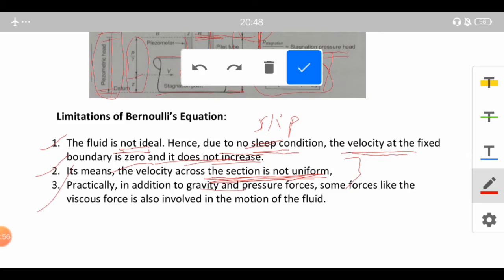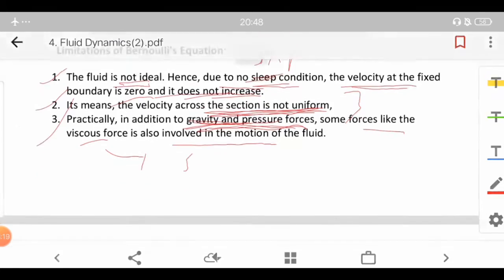Practically, in addition to gravity and pressure forces, some forces like viscous force are also involved, and not only viscous force, we will also have surface tension and compressible force and many other things. So therefore you cannot say that only gravity and pressure forces are acting on the fluid, but Bernoulli said in his assumption that only gravity and pressure forces are included. So therefore this is another limitation.